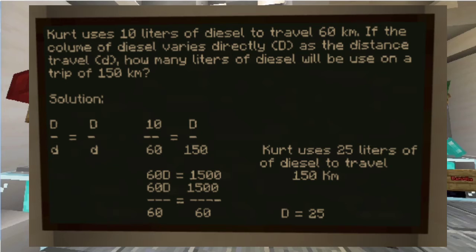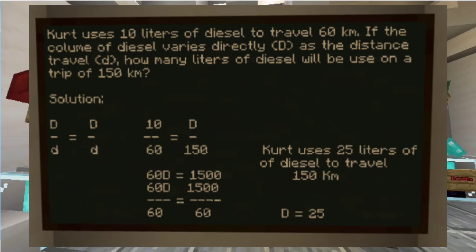Cross-multiply it. So, 10 times 150 is equal to 1,500. And 60 times D is equal to 60D. So, 60D is equal to 1,500.